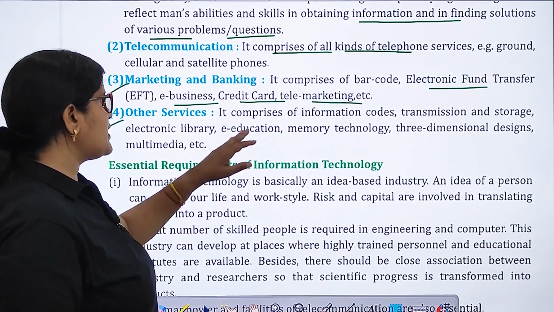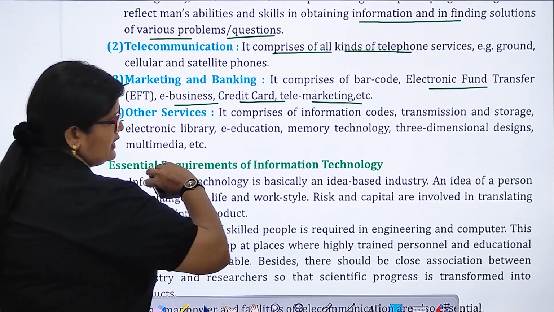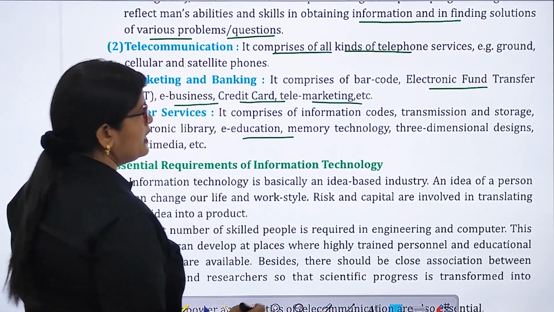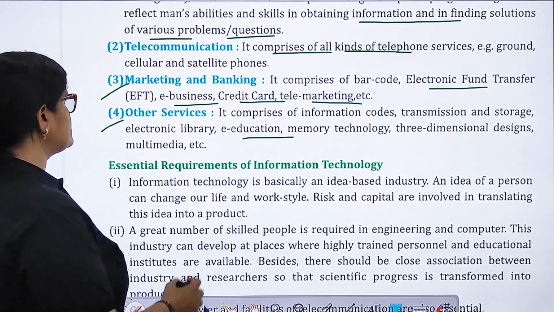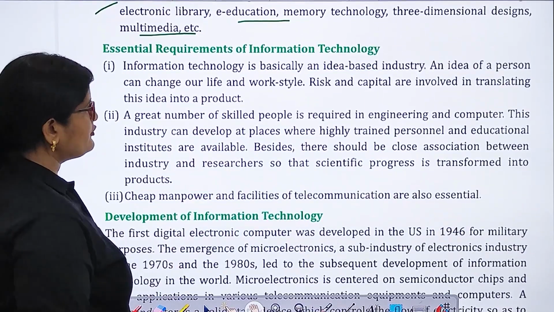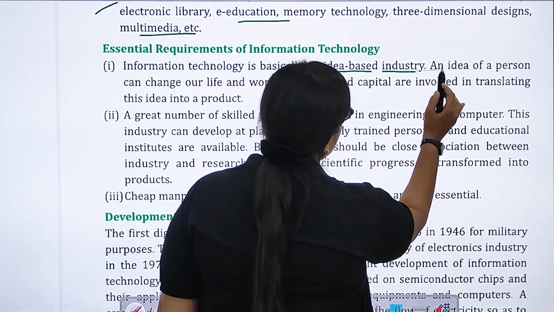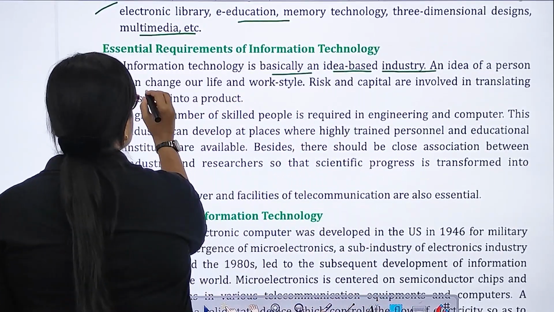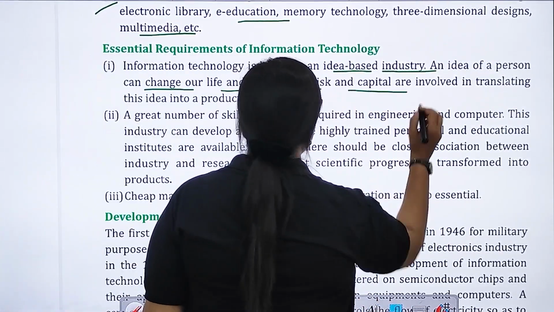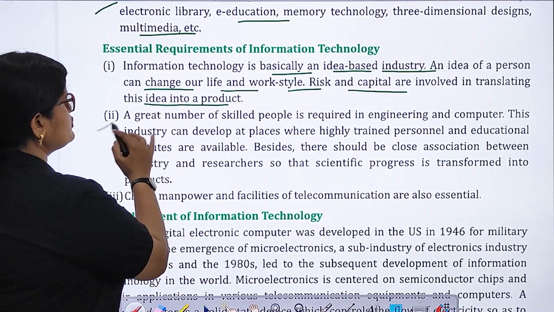Other services comprise information codes, transmission and storage, electronic library, education, memory, technology, three-dimensional designs, multimedia, etc. Essential requirements of information technology. Information technology is basically an idea-based industry. An idea of a person can change our life and work style. Risk and capital are involved in translating this idea into a product.